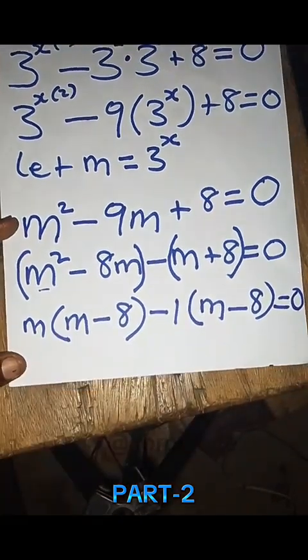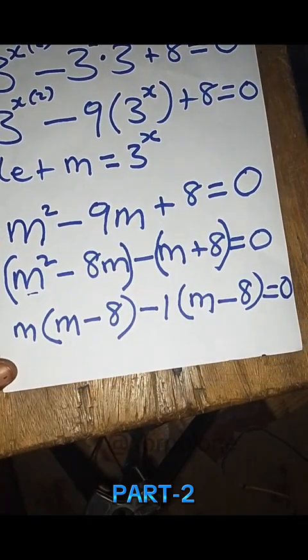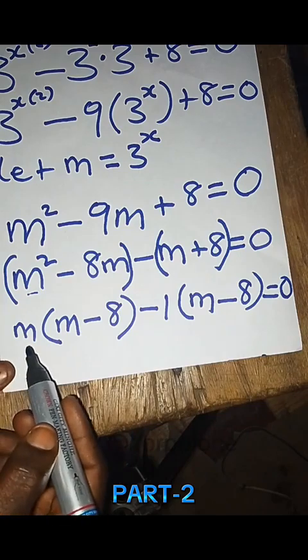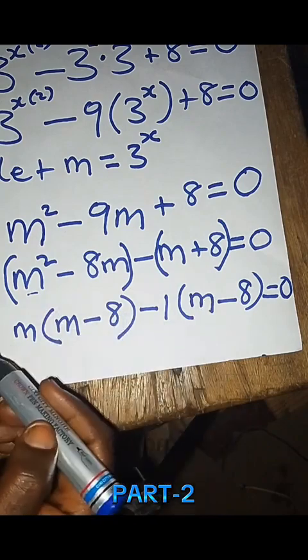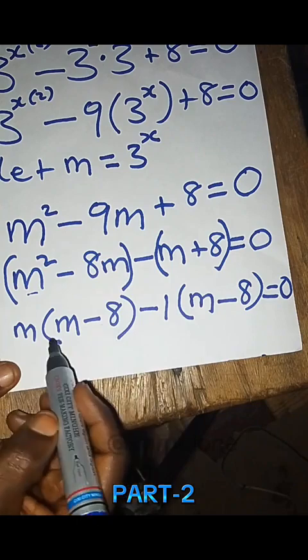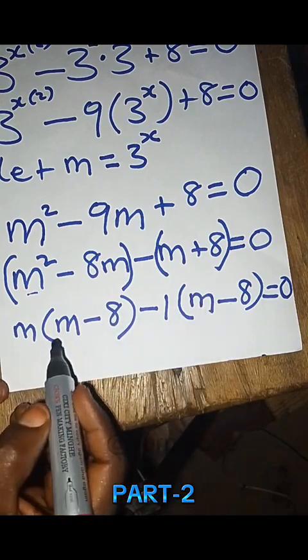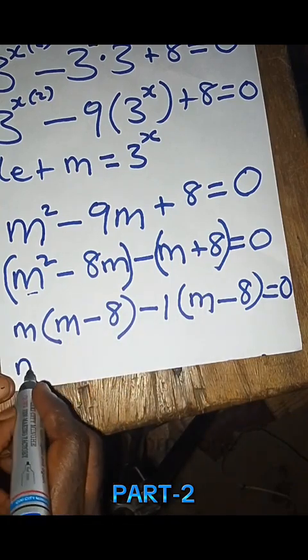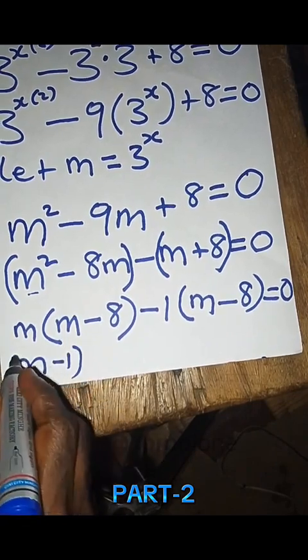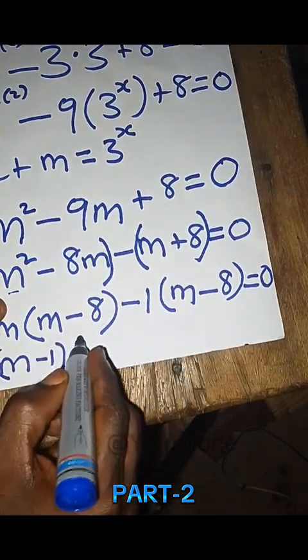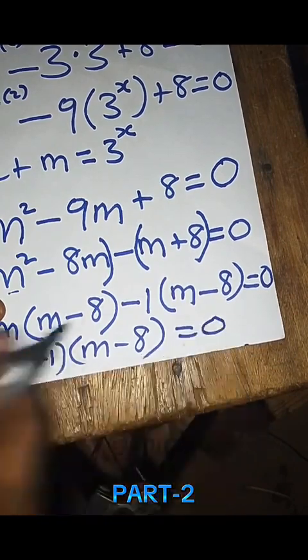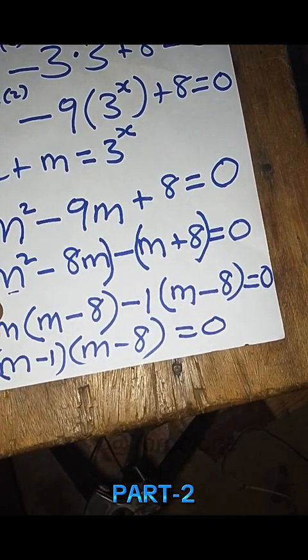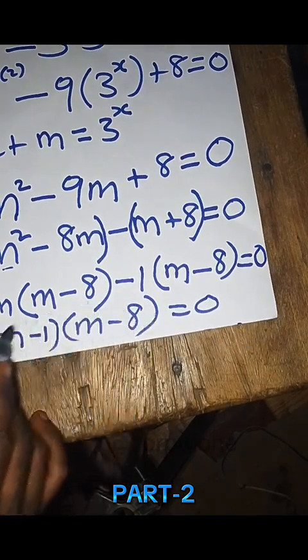So what do you do next? Like I said in my previous teaching, since we have the brackets and the values in the brackets are the same, we're going to write the factors in one bracket and we maintain one of these common brackets here. So we take m minus 1 into a separate bracket, and we take one of these, that is m minus 8. We equate this to 0. Okay, so view the next video so that you see how we solve this.